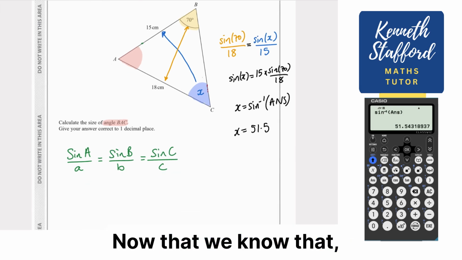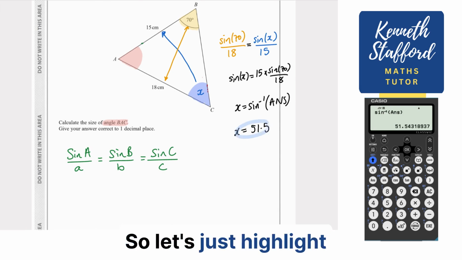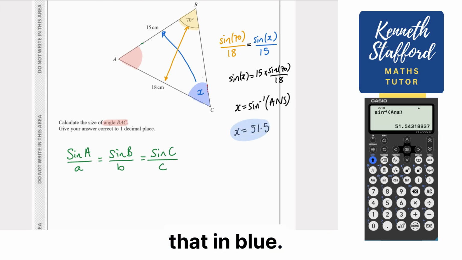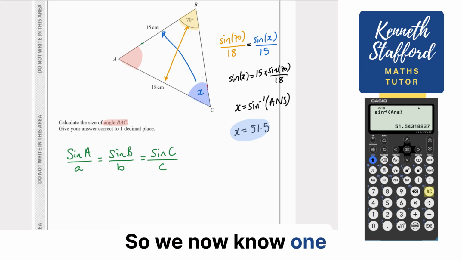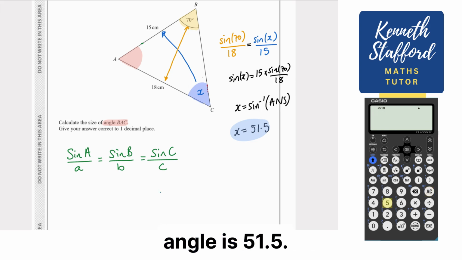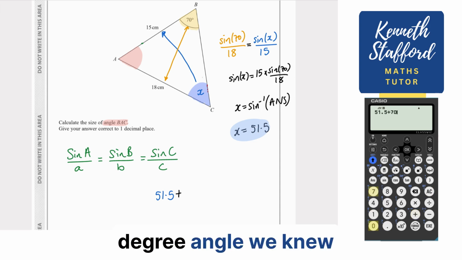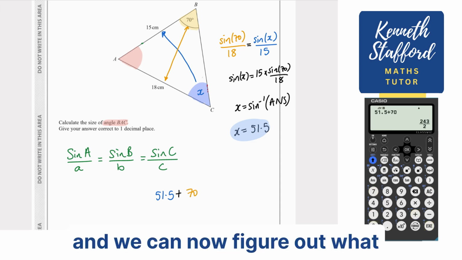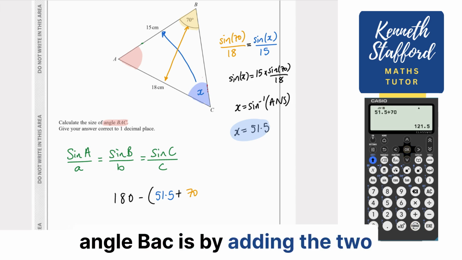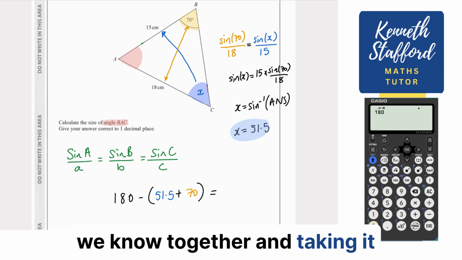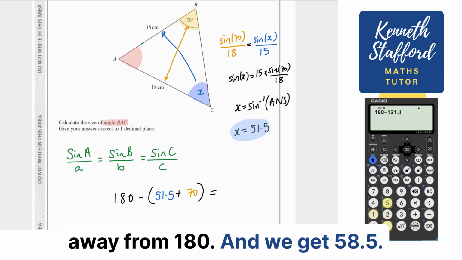Now that we know that, and that is the blue angle, let's just highlight that in blue. So we now know one angle is 51.5. We've also got that 70-degree angle we knew, and we can now figure out what angle BAC is by adding the 2 we know together and taking it away from 180. And we get 58.5.